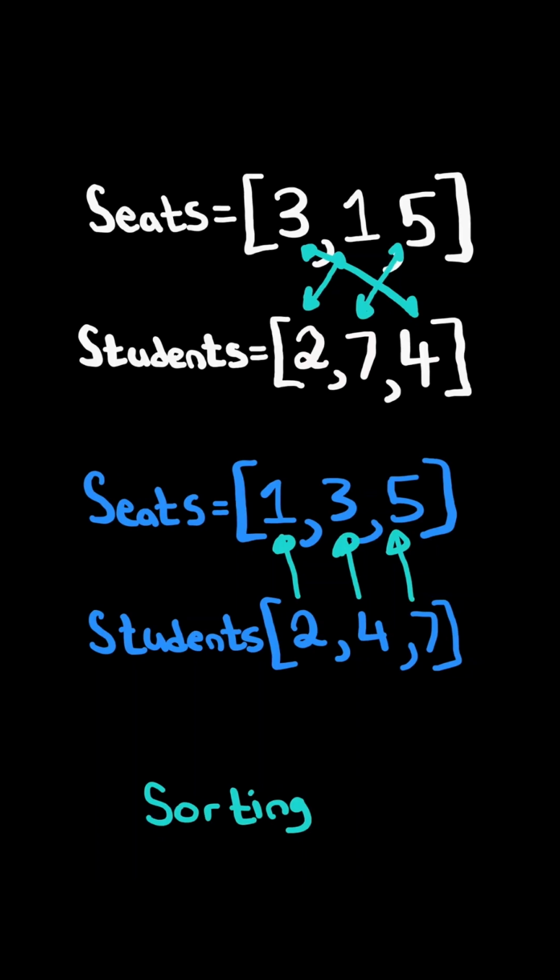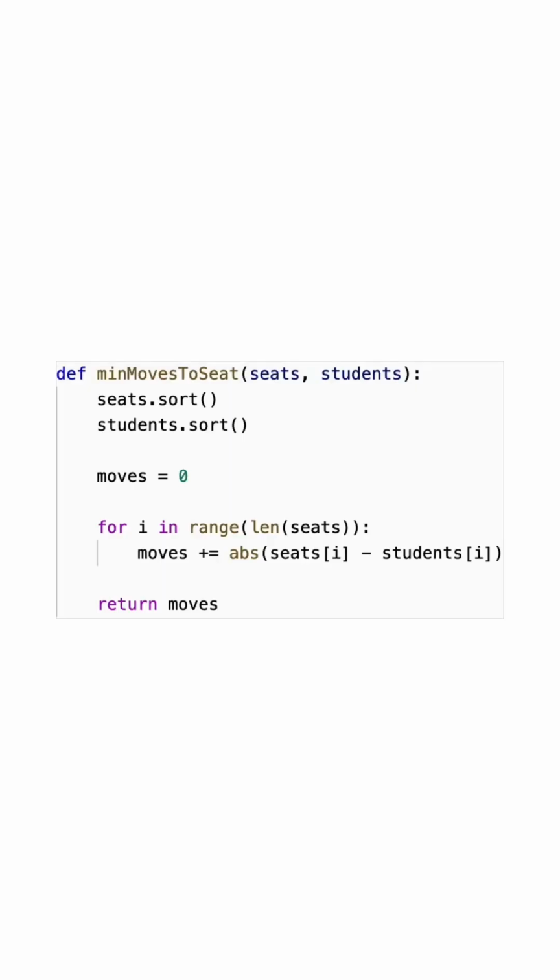Now all we need to do is calculate the absolute difference between the student and the seat in each pair. And once we calculate the difference, we add them all up, and this will give us the minimum number of moves to seat all students. And here's the code to do so.